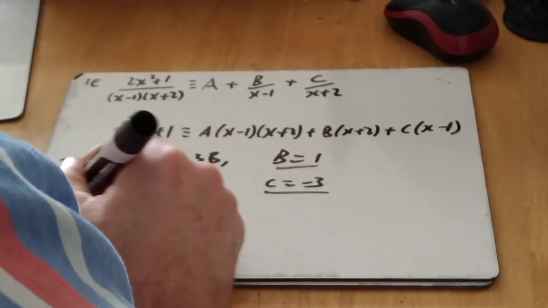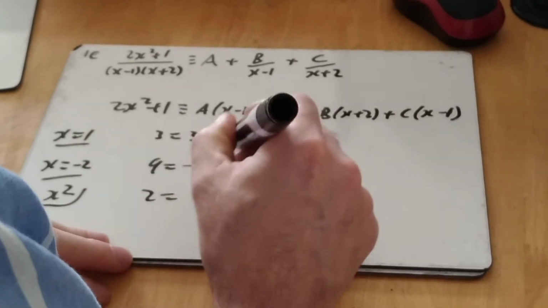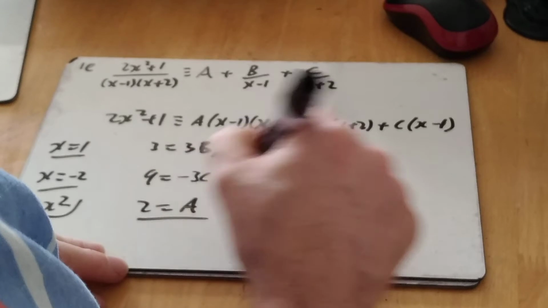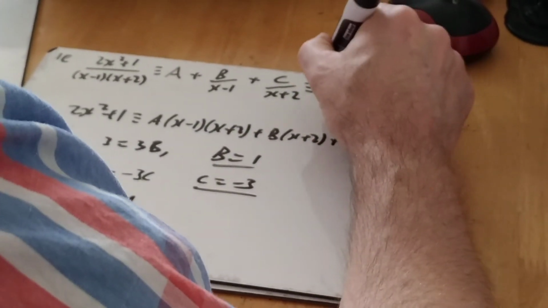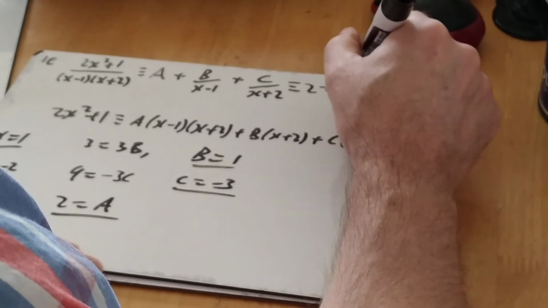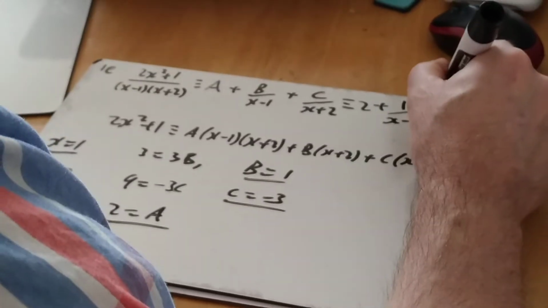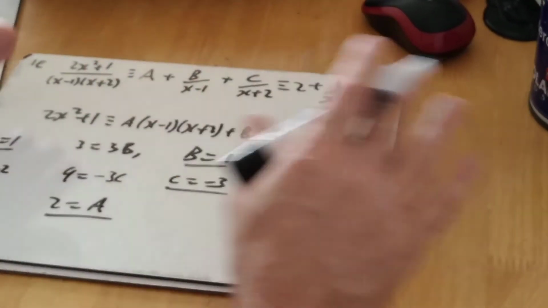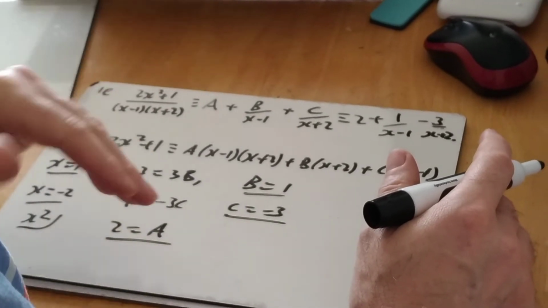And match your coefficients of x squared. 2 equals ax times x, 2 equals a. Nice and straightforward. So my answer in this case is 2 plus 1 over, again, the right way around, x minus 1 minus 3 over x plus 2. Much more straightforward than doing long division and then partial fractions.